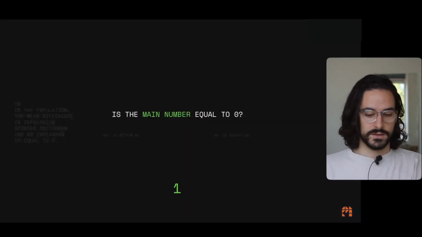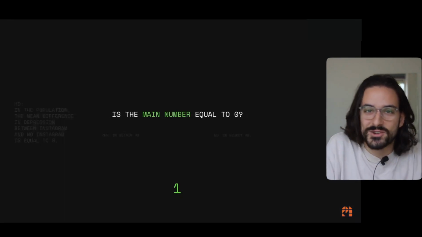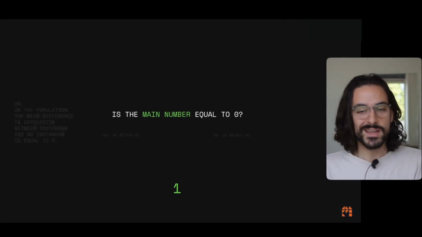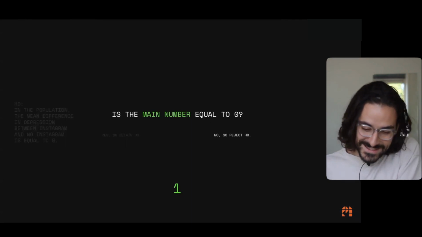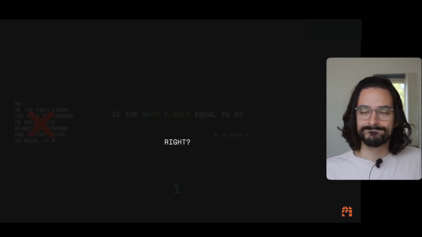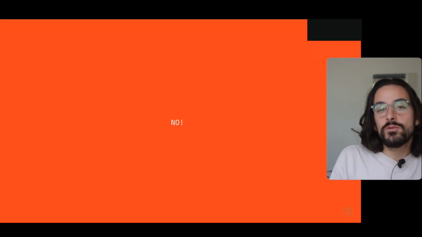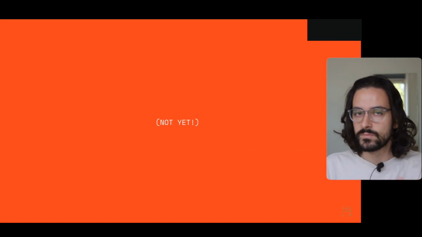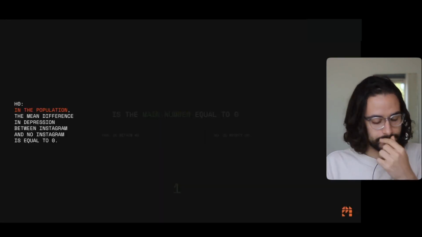Now, the question is, let's go. Is the main number equal to 0? No, right? It's clearly 1. So let's reject the null hypothesis, right? No, not today. That would have been too easy, okay? And this is the reason why statistics is a little tricky, but we're going to understand why the answer is no. Not yet, okay? We're going to talk about that later. Maybe it might be, but for now, we can't conclude anything.